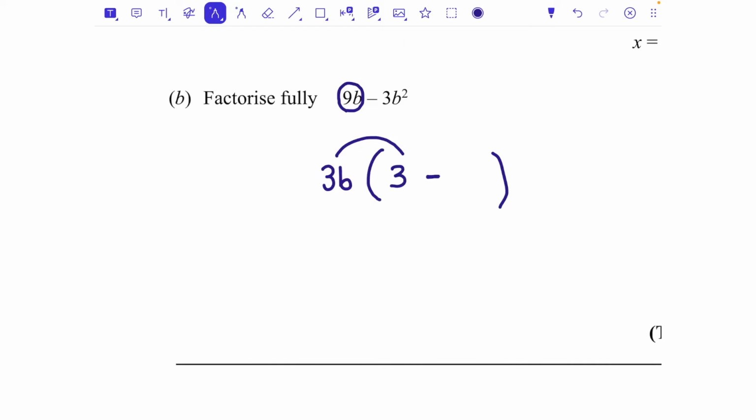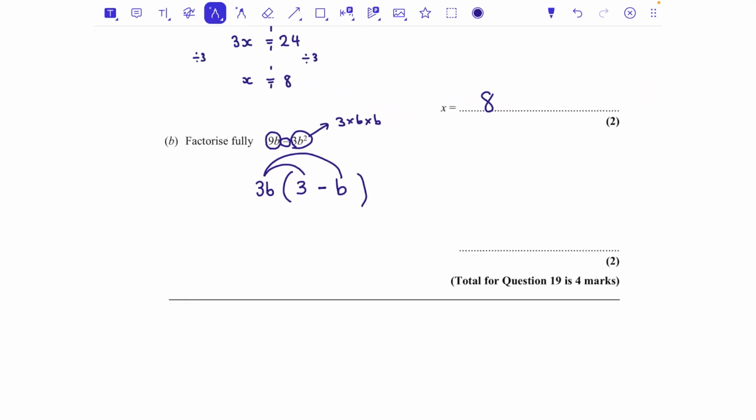Then we need a subtract here in the middle, because we've got a subtract here. And then 3b times what would get me 3b squared. Now remember, 3b squared is 3 times b times b, because that b being squared is timesing it by itself. So I've got 3b on the outside, I just need another b here to factorise it fully.